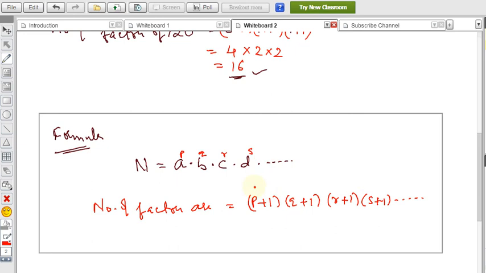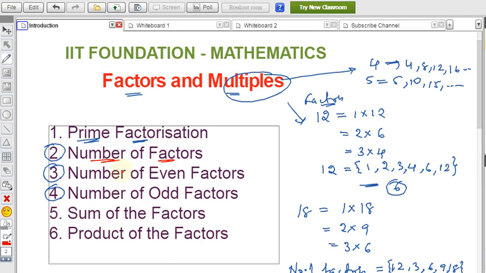Now this is for the number of factors. Clear? Now we'll see the number of even factors. So there are some even factors also. Now you see the previous example, even and odd factors together make the total number. So instead of finding even factors, it's easier to find the odd factors first. Then we can subtract them from the total.